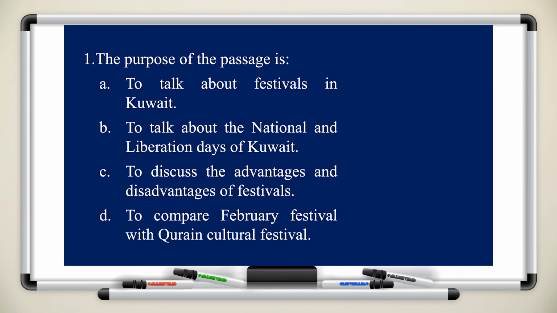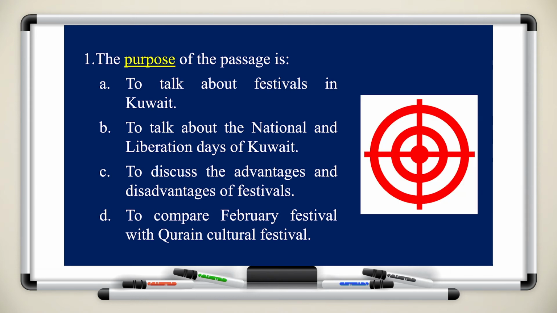A, To talk about festivals in Kuwait. B. Talk about the national and liberation days of Kuwait. C. To discuss the advantages and disadvantages of festivals. D. To compare February festivals with other cultural festivals. Now, if you want to make sure that you answer correctly, you must read the passage very carefully. And the answer is A. To talk about festivals in Kuwait.